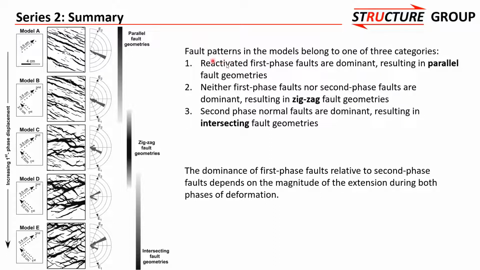Where the new faults are dominant is where the parallel fault geometries dominate. Where neither first phase faults nor second phase faults are dominant results in the zigzag fault geometry. And then where the first phase faults are also dominant results in your intersecting fault geometry. And the dominance of first phase faults relative to second phase faults, again, depends on the magnitude of extension in both phases of deformation. So this is the paper then that came out in 2011.